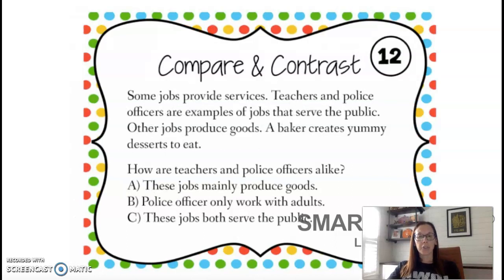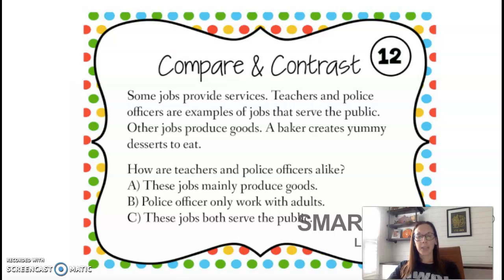I'm going to be reading it to you. You can go ahead and follow along with me. Some jobs provide services. Teachers and police officers are examples of jobs that serve the public. Other jobs produce goods. A baker creates yummy desserts to eat. That does sound fantastic. All right, here's our question. How are teachers and police officers alike? Okay, so we're looking for things that are the same.